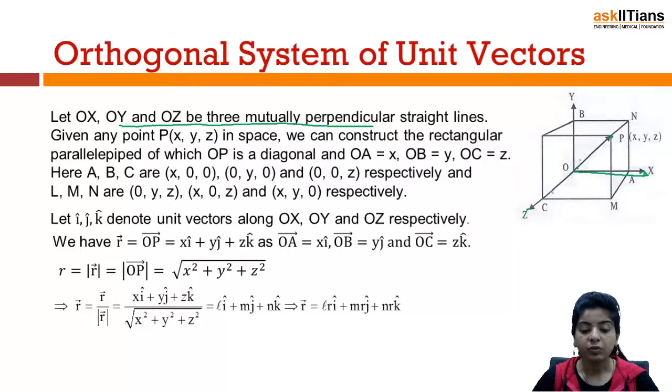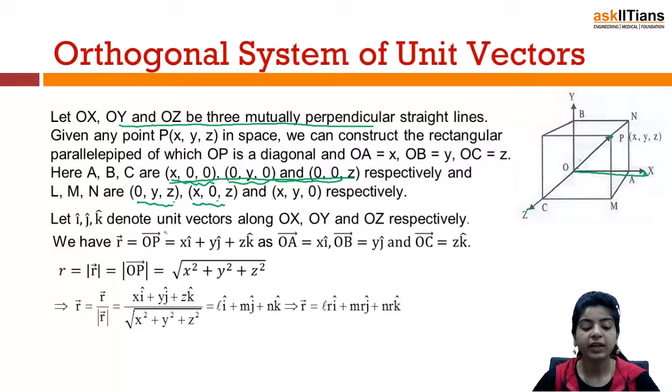Here A, B, C are points. If you try to find out the coordinates of A, B, C, obviously you will get them as (x, 0, 0), (0, y, 0) and (0, 0, z) respectively, because on the x-axis the y and z coordinates would be 0, and similarly on the y and z axes also. And L, M, N have coordinates (0, y, z), (x, 0, z), (x, y, 0) respectively.